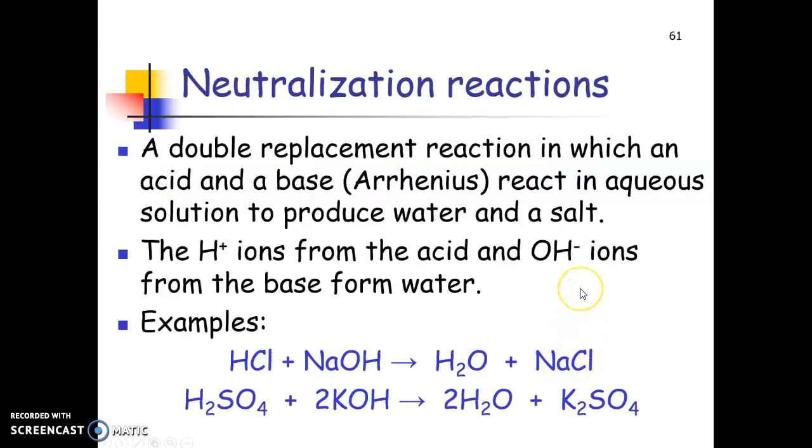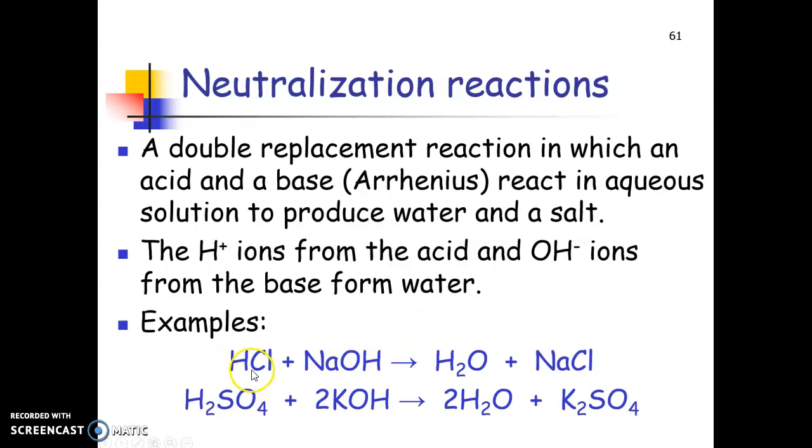Alright, so a neutralization reaction is a special type of double replacement reaction in which an acid and a base, under the Arrhenius definition, so we're talking about hydrogen ions and hydroxide ions reacting to produce water, and then the anion from the acid and the cation from the base will get together and make a salt. The hydrogen ions from the acid and the hydroxide ions from the base are going to form water.